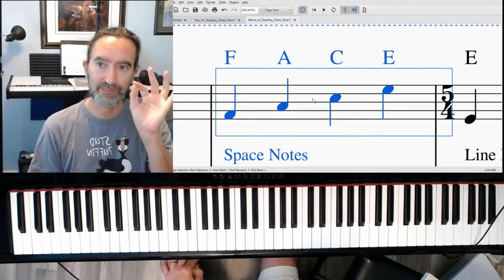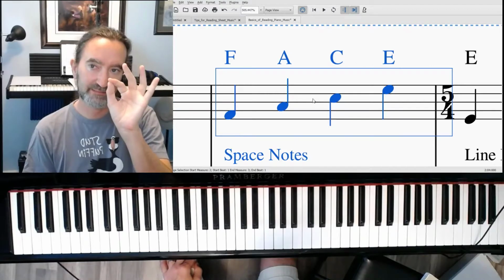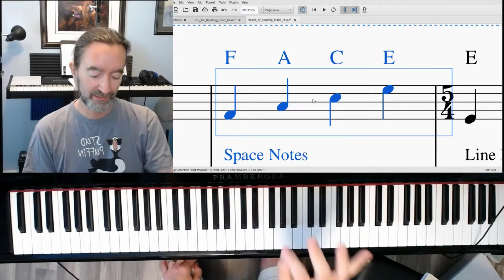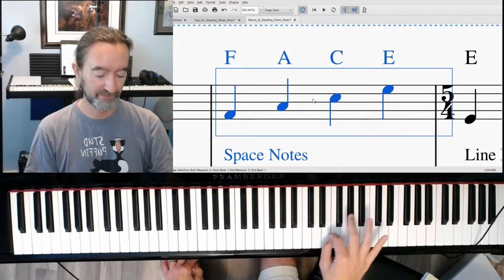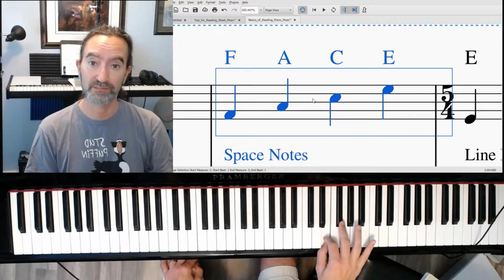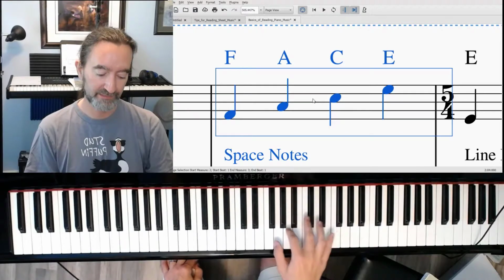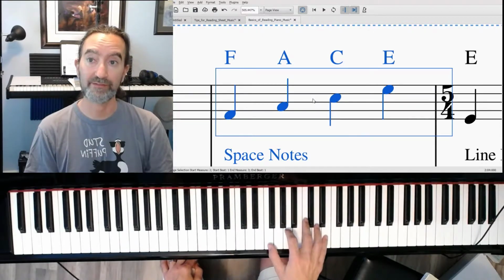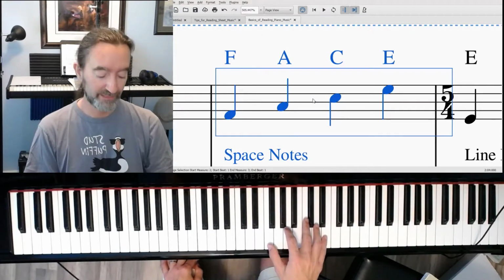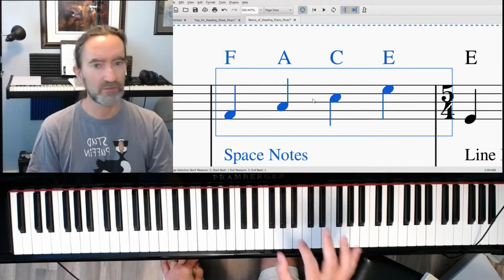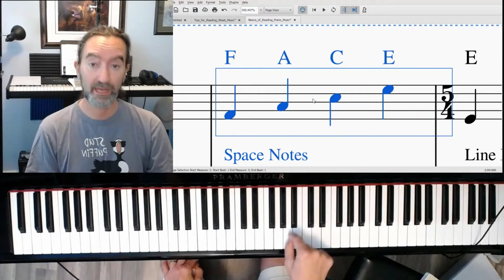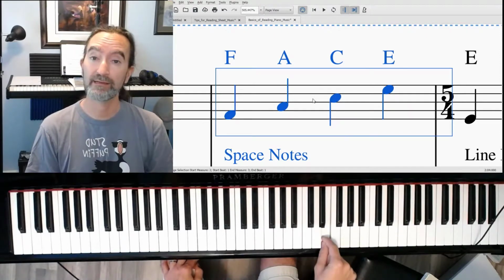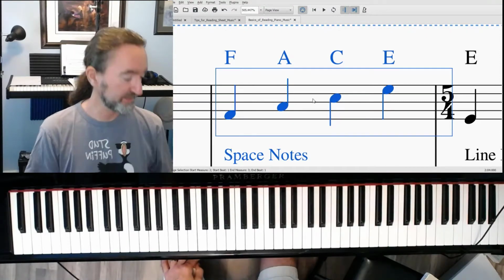Now you noticed I just played with one finger. This is one of my tricks. If you are able to move along the keyboard with one finger and find the notes, it's much better than just finding a hand position and going F, A, C, E, because then it becomes a hand position. We don't want anything to just become a hand position. F, A, C, E. Let's go to the bass.